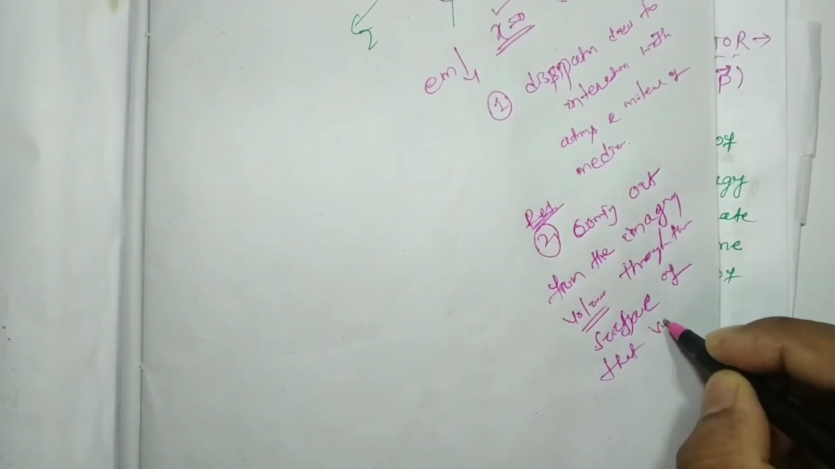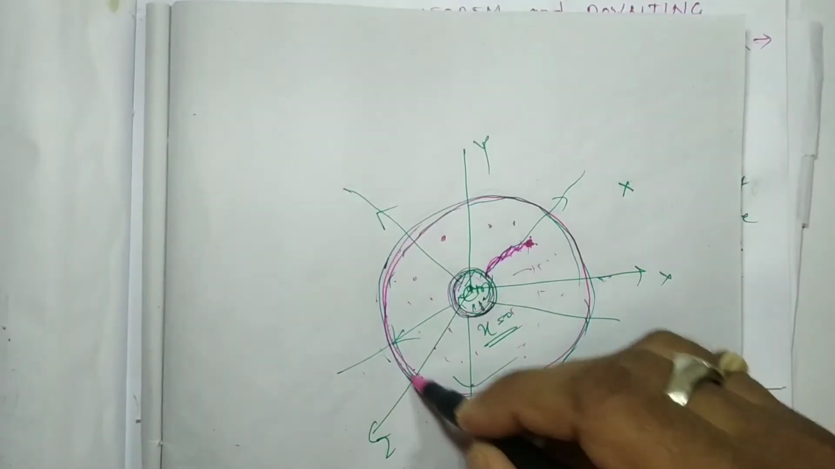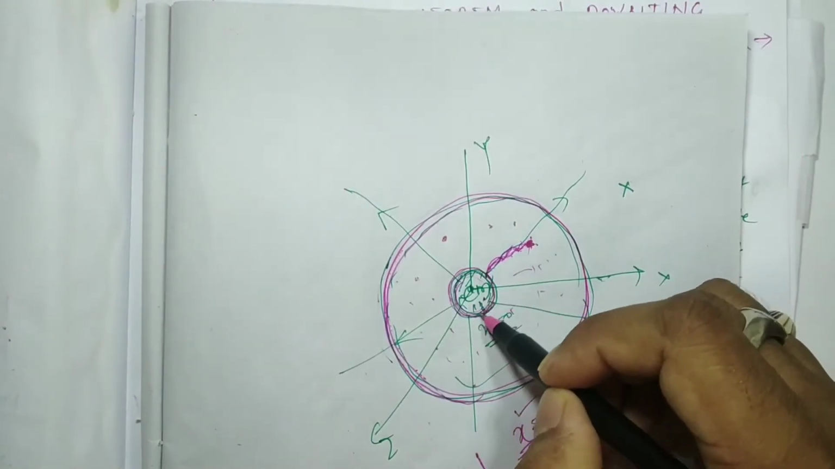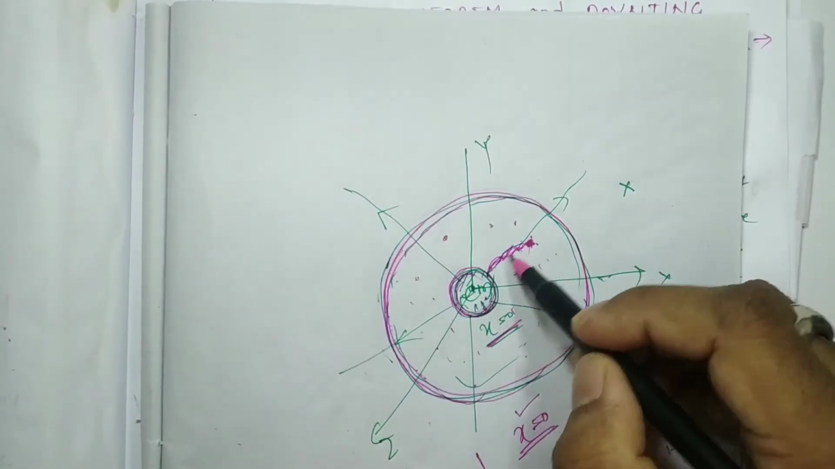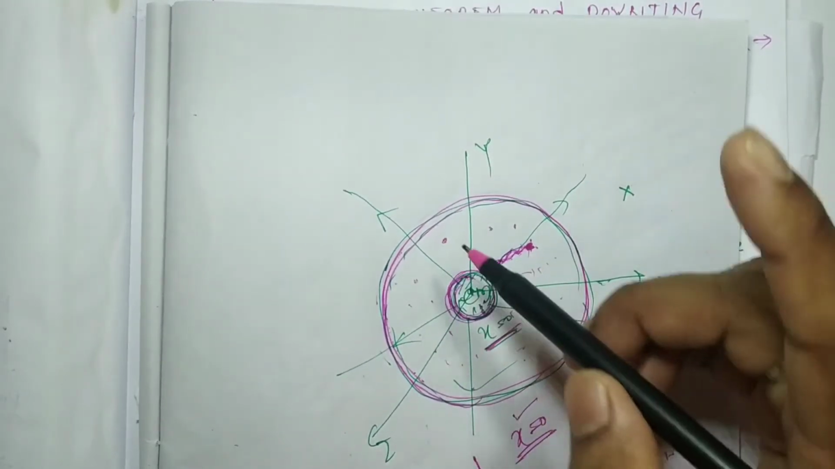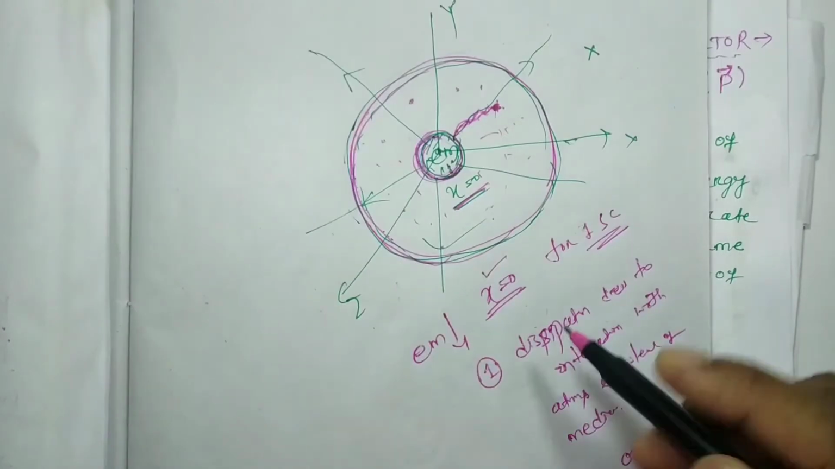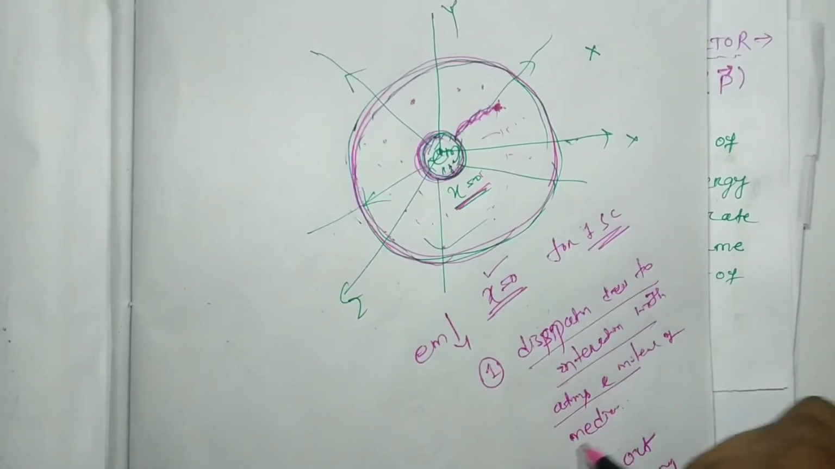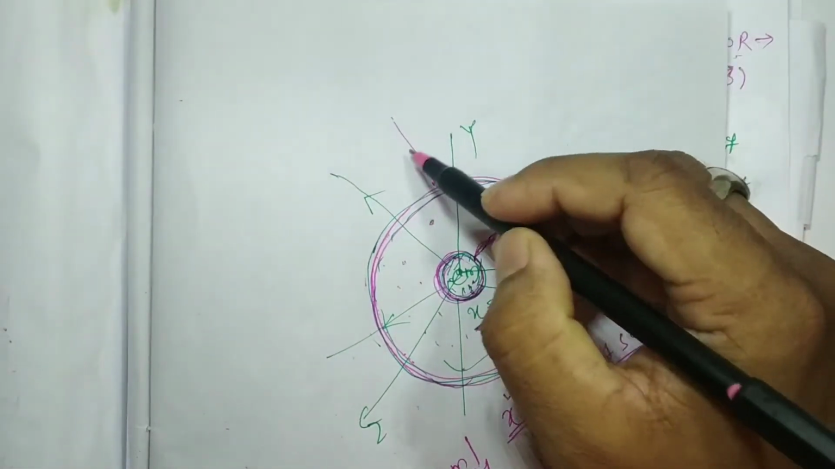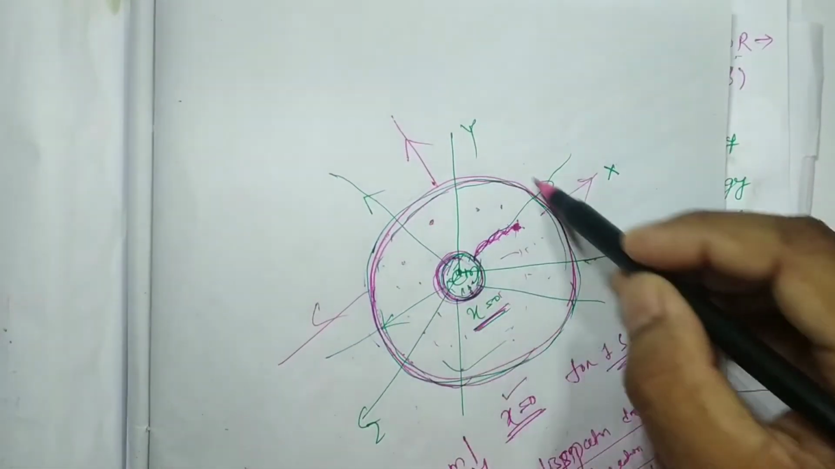that volume. So if this is a volume we consider which encloses the electromagnetic energy present at x equal to 0, the amount of electromagnetic energy decreased inside this volume is utilized in two ways. One is dissipation due to interaction of atoms and molecules, and the rest of the energy is coming out from this volume through this surface area.